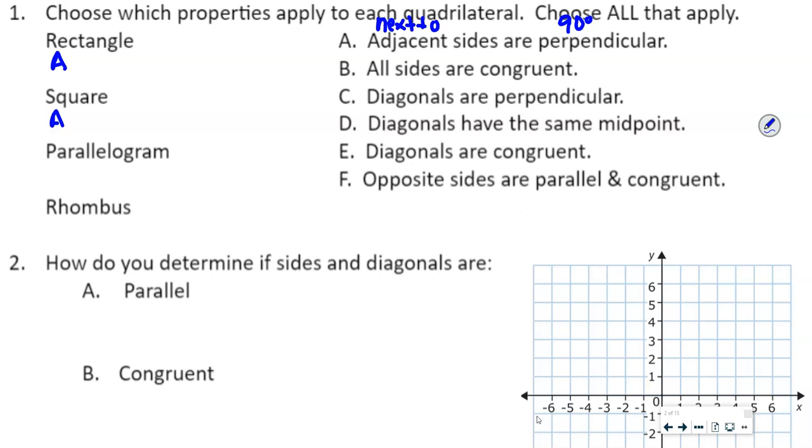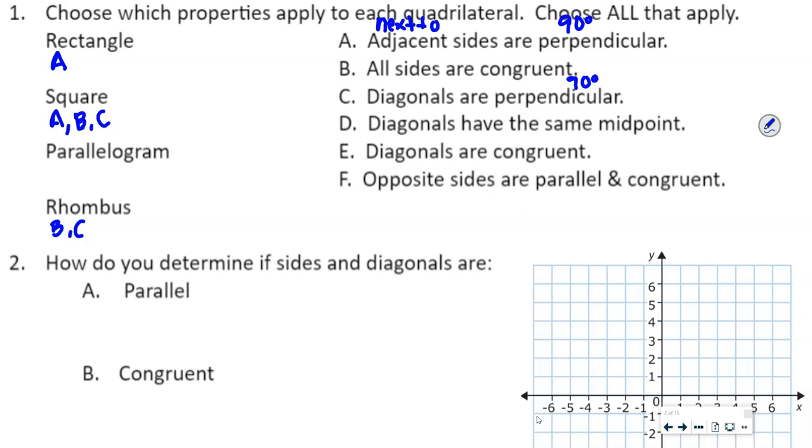All sides are congruent. That would be a square and a rhombus, right? So this would be B, and rhombus would be B. Then it says diagonals are perpendicular. So again, what does that mean? That means 90 degrees. So that's true of a rhombus, which means it's also true of a square. So it's true of a rhombus, and a square is a rhombus. So we're going to put it up there as well.